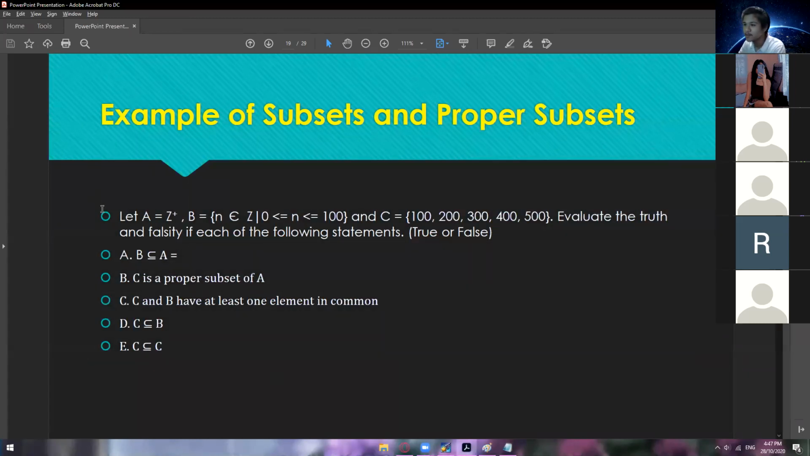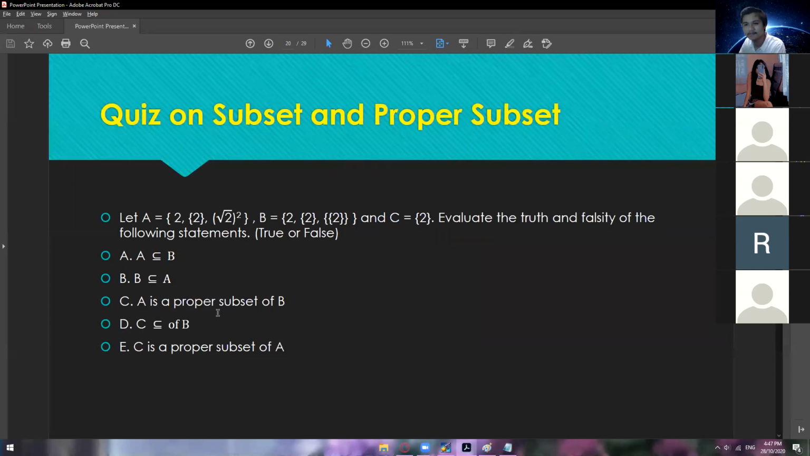Alright, so I hope that you guys have already at least 60% or 70% grasp of the idea of subset and proper subset. So with that, having examples for the subset and proper subset, we're going to have a quiz. So quiz on subset and proper subset. Nasa canvas nyo na to. All you need to do is answer whether this one is true or false. Okay, so iwanan ko na to sa inyo.